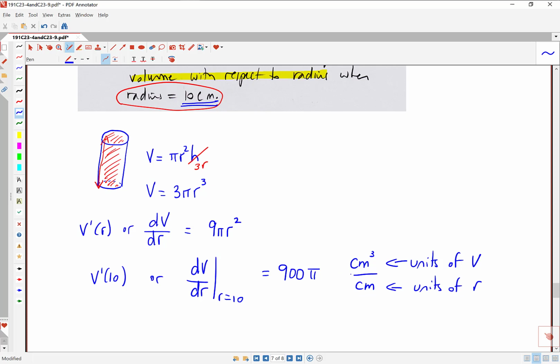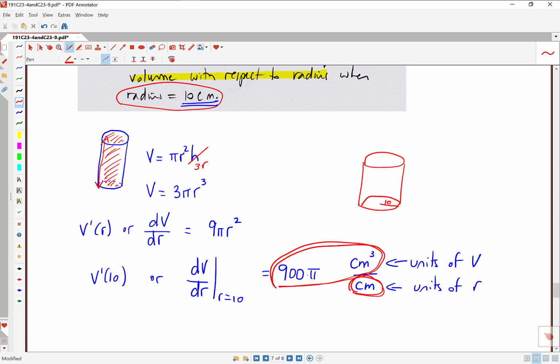And again, it's better to leave it like this rather than canceling the centimeters from the top and the bottom, because what this is saying is that at the moment when the radius is equal to 10 centimeters, so imagine you look at that specific cylinder that's got a radius of 10 centimeters, at that moment, for every centimeter that you now increase the radius, this is how much increase in volume you're going to get. So that's what we mean by rate of change. For that little bit of change in the radius, you get this much change in the volume.